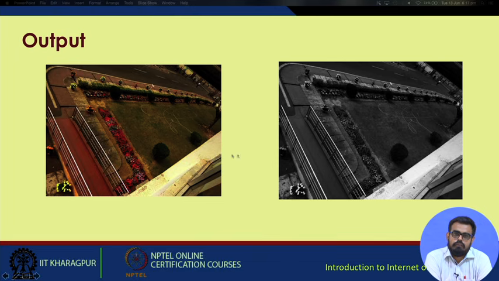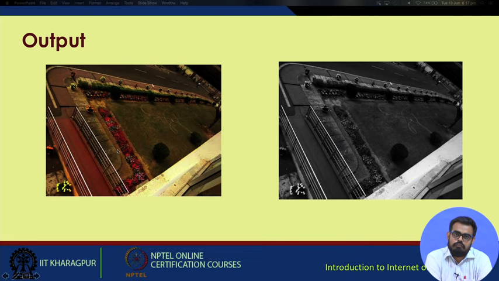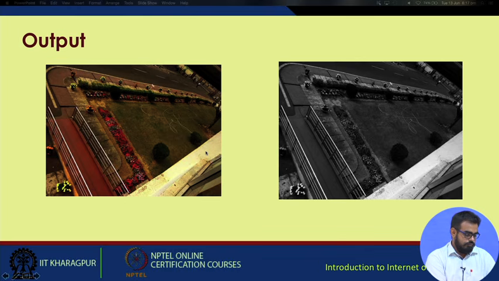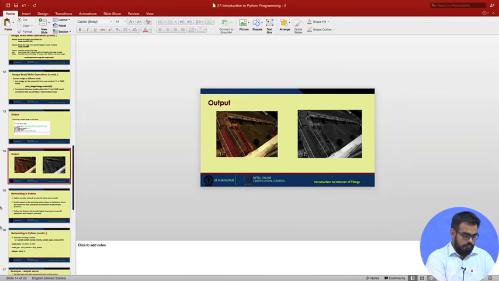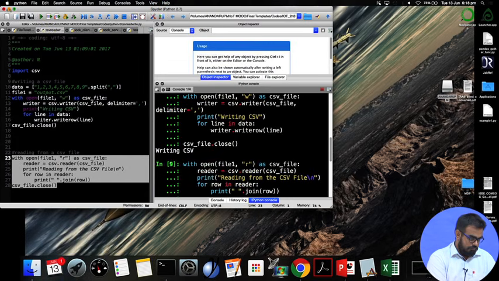For example, once we execute this script, we'll come to that in the hands-on part. Once we execute this script, it will give you the following output. On the left hand side, this image was taken as the input image, and after conversion using image.convert function, it has converted to your grayscale. We'll check out this function.